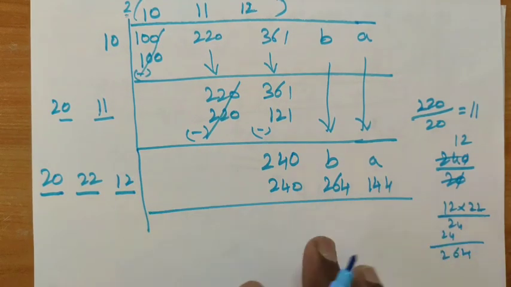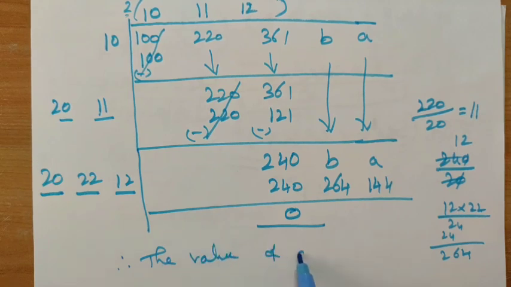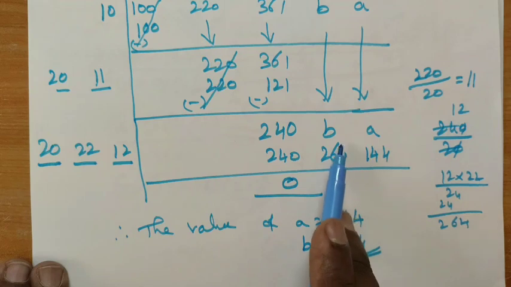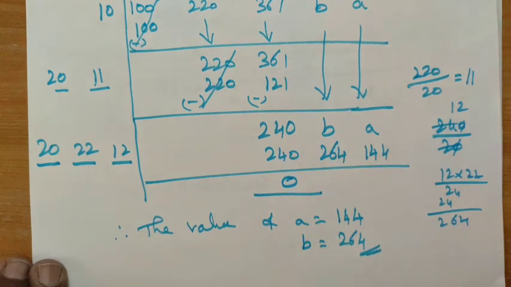144 and given question is a perfect square number. So put 0 first and then therefore the value of A is equal to 144 and then the value of B is equal to 264. Don't change any symbols, just write as it is whatever you have found out here. That is the answer for the sum.